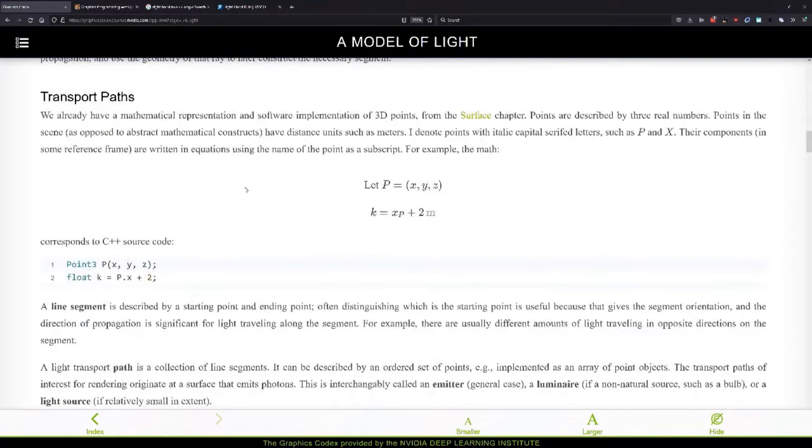Okay. Transport paths. Points are described by 3 real units, points in the scene, as opposed to abstract mathematical constructs, that have distance units, such as meters. P and X for position. Okay, so let P be X, Y, Z. Okay, so this is X of P plus 2 meters, so okay, that's interesting. Is it using lowercase p now? I guess. That seems like an odd convention to randomly change from capital to lowercase.